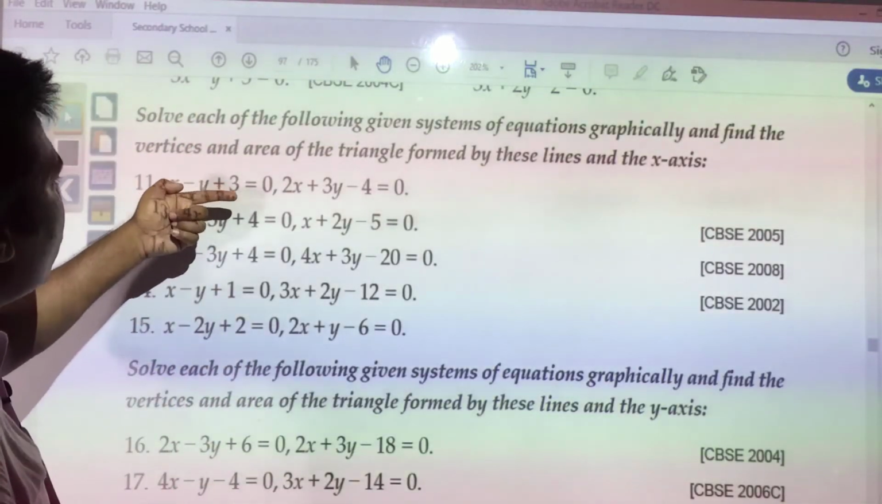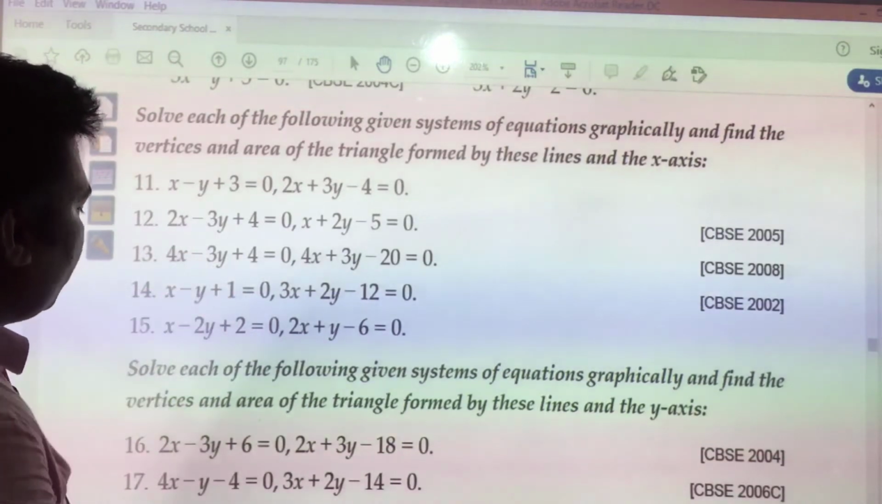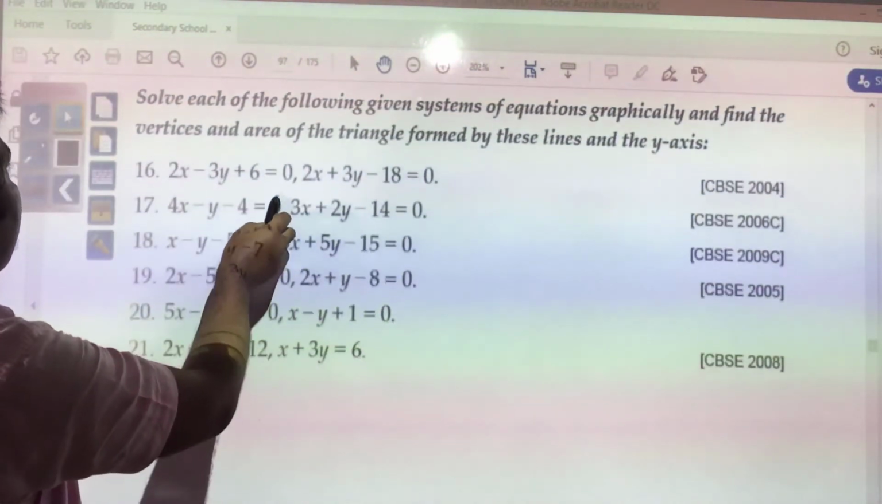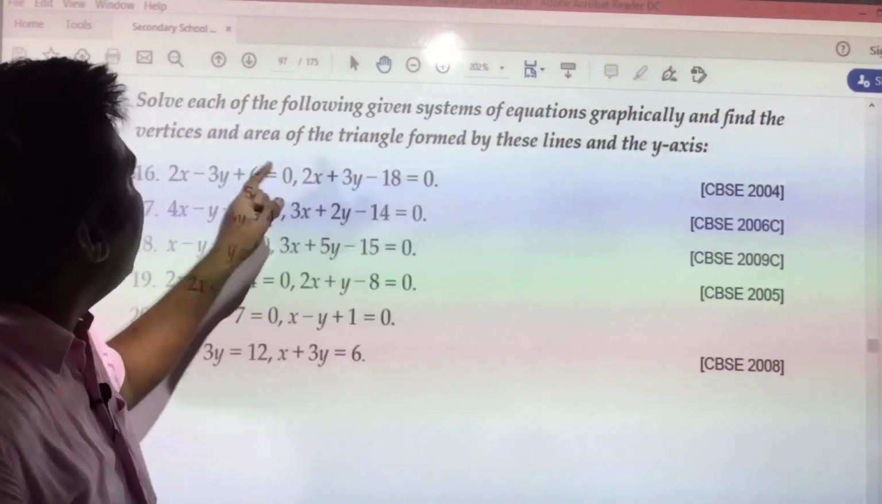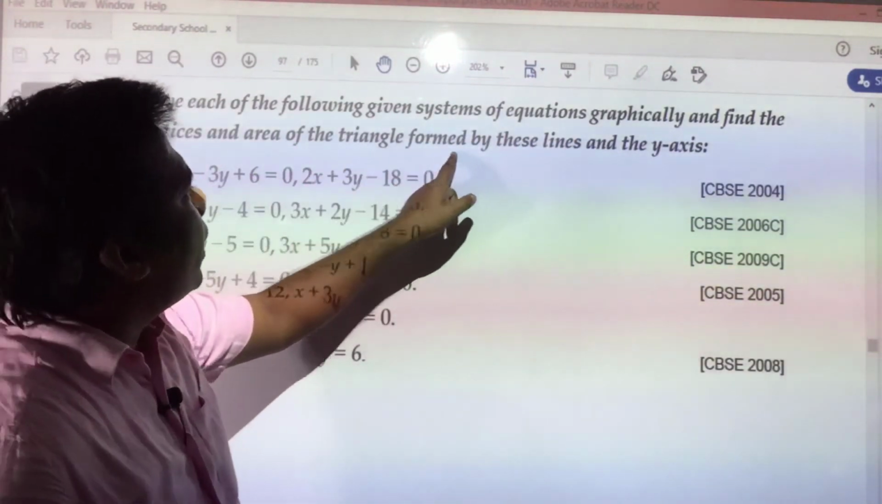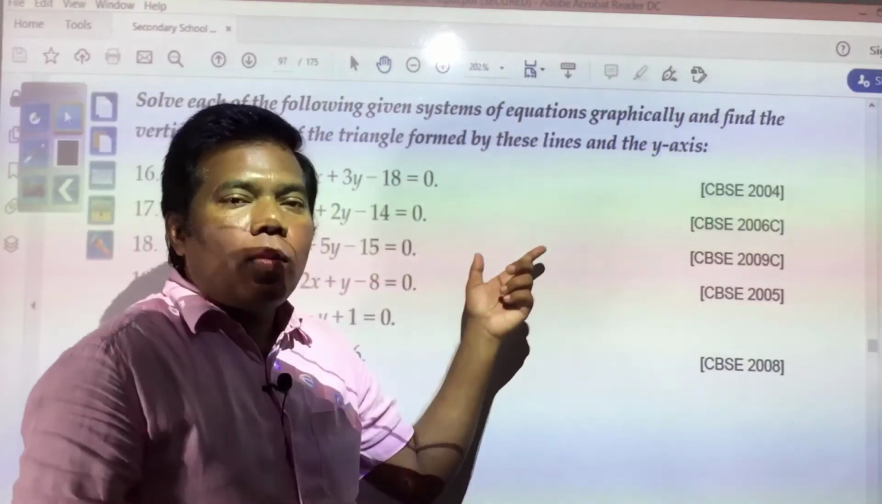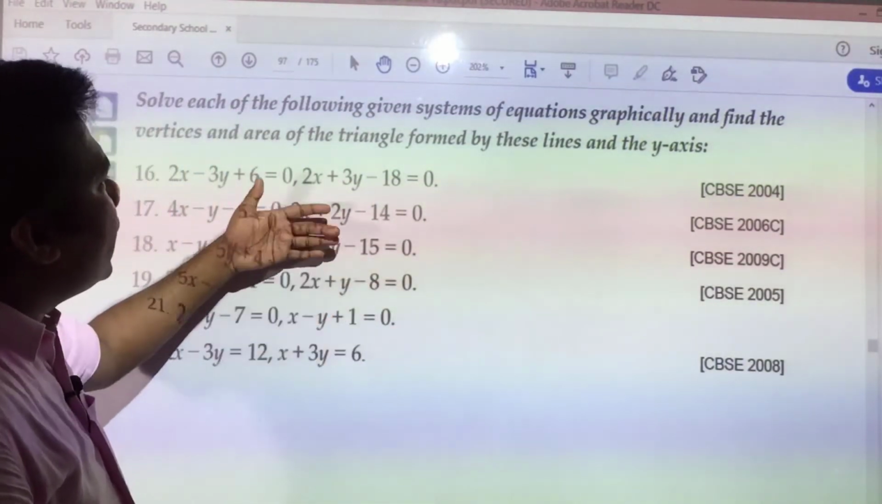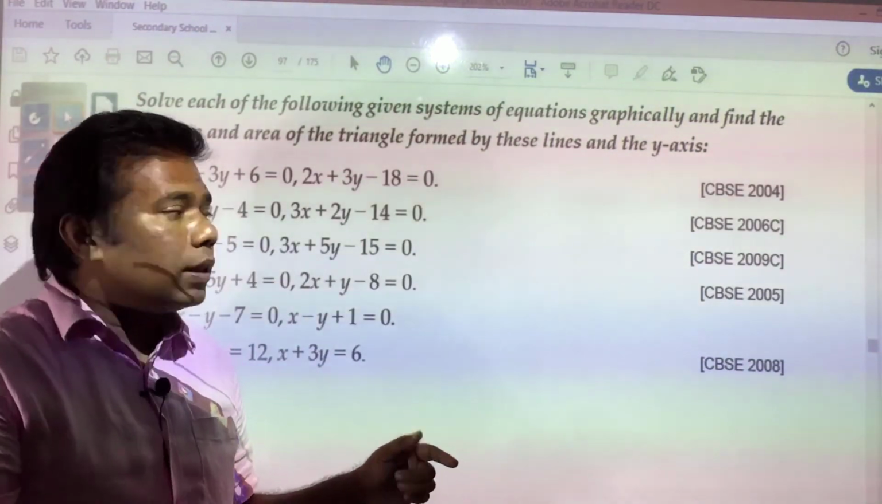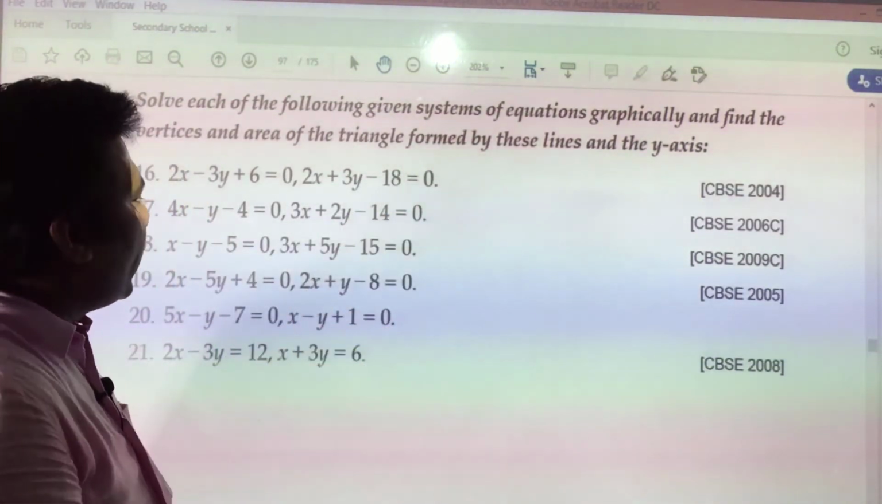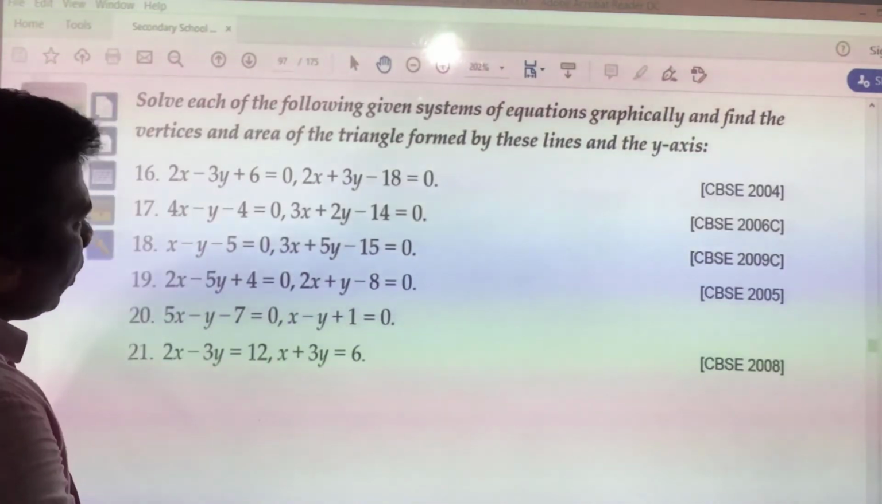here you have similar questions, all the questions are required to be solved. Next, solve each of the following given systems of equations graphically and find the vertices and area of the triangle formed by these lines and the y axis. So, the same thing you did in the previous question on x axis, here you need to do on y axis. So, one question we will solve from here.